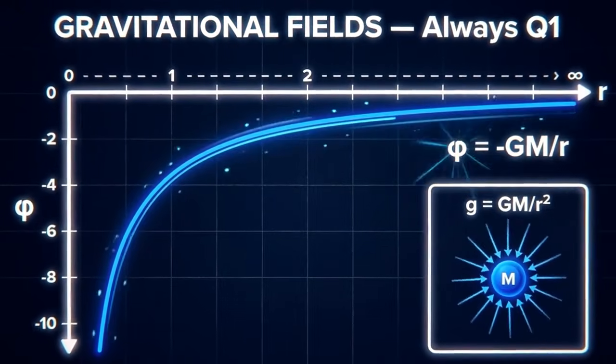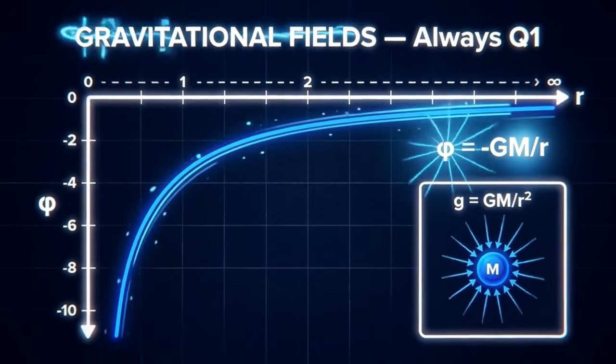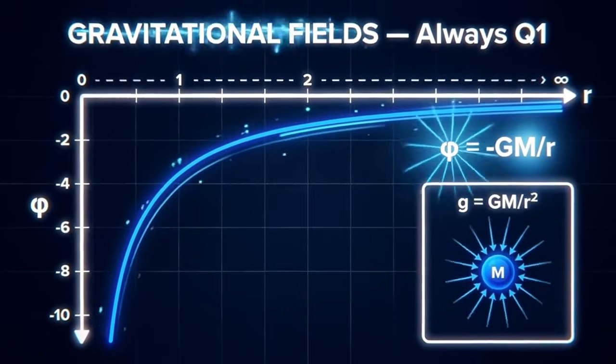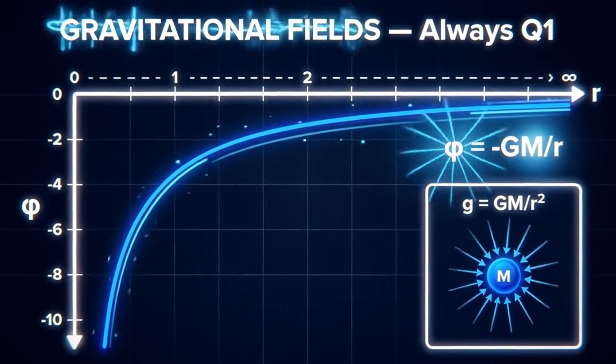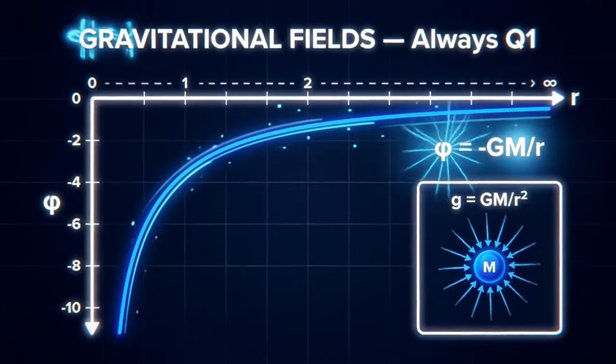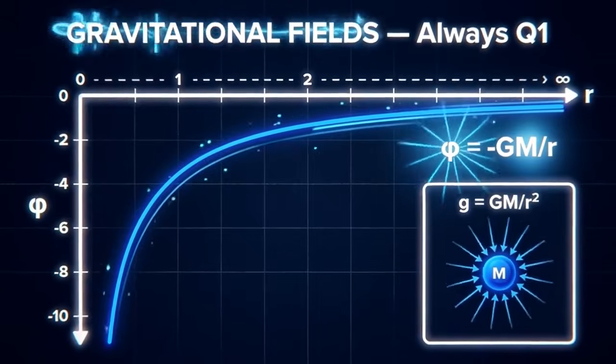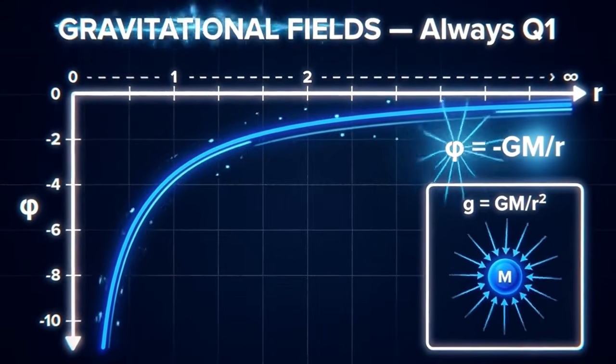First, the gravitational potential graph. You must know that phi equals negative GM over r. The curve is always negative, starts very negative near the planet's surface, and rises towards 0 as r increases to infinity. The negative sign is not optional. Get it wrong, and you lose every mark on that question.